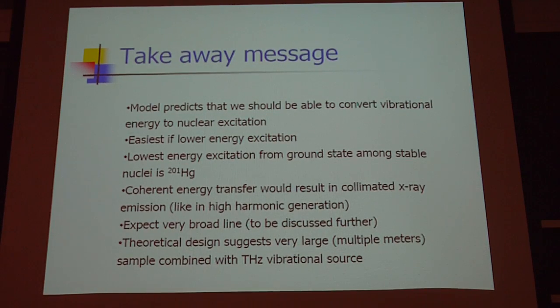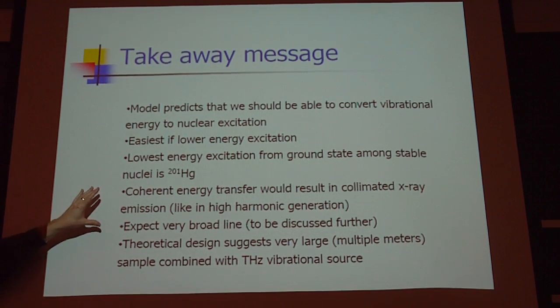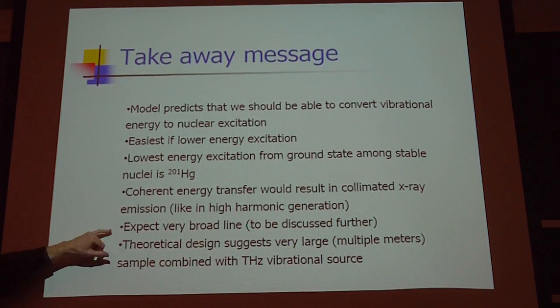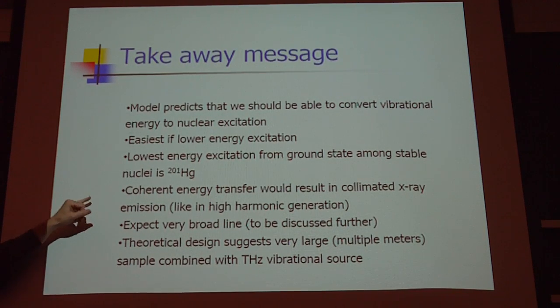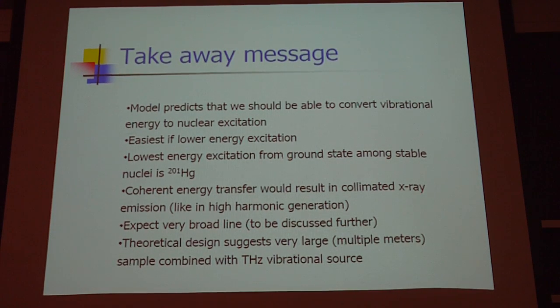So the takeaway message: the model predicts that we ought to be able to convert vibrations to nuclear excitation. 201 mercury has the lowest transition energy. We get collimated X-ray emission if I could do it. The line shape will be very broad. And again, I actually plugged in all the numbers for this design. Basically, you get a meter system, you're driving it coherently, uniformly, systematically, at terahertz, as high a frequency as you possibly can, then you can get the thing to burp some X-rays according to the model.